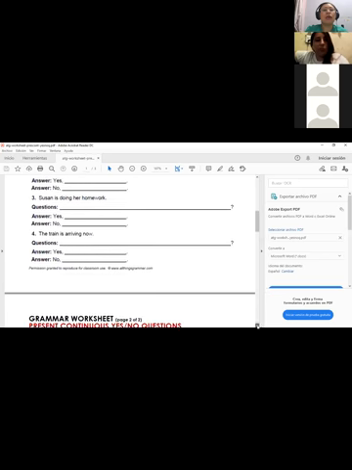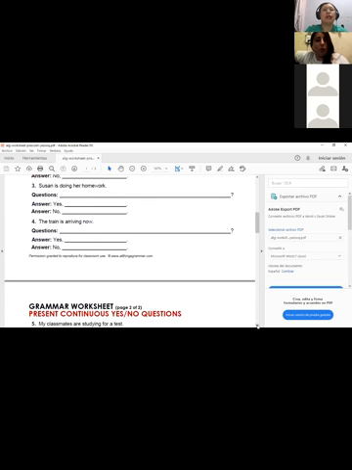Susan is doing her homework. ¿Cómo me quedaría la pregunta, the question? What is Susan doing? Si fuera con WH, what is Susan doing? Exacto. Pero como es una yes, no question, le damos vuelta, ¿verdad? Ponemos el verb be al principio y decimos, Is Susan doing her homework?